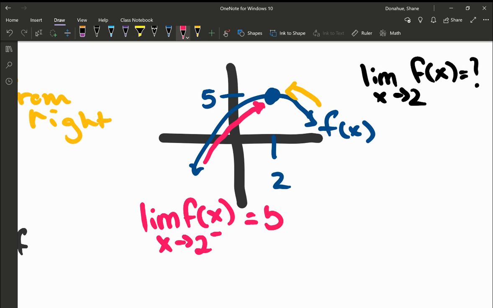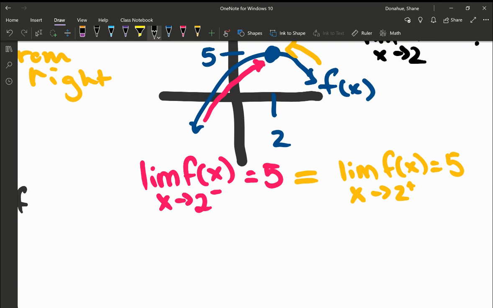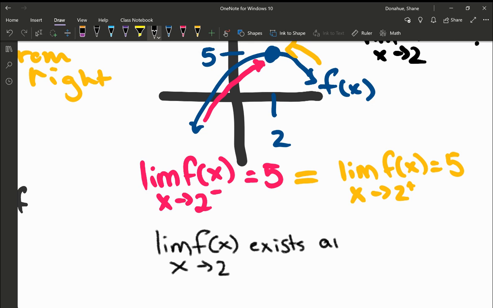And that is 5. Then we look at our yellow from the right, and we say, well, what does that get closer to as I come in from the right? And you'll notice they're both getting closer to the same value of 5. So since these are equal, we say the limit as x approaches 2 of f of x exists and is equal to 5. So that's a limit existence theorem with a concrete example.